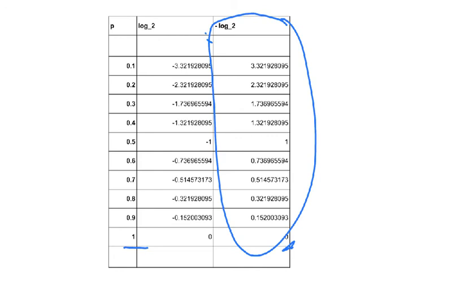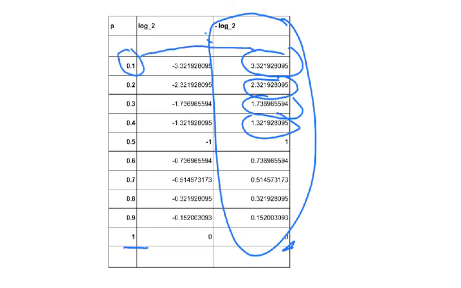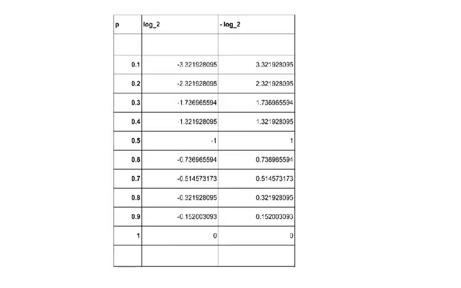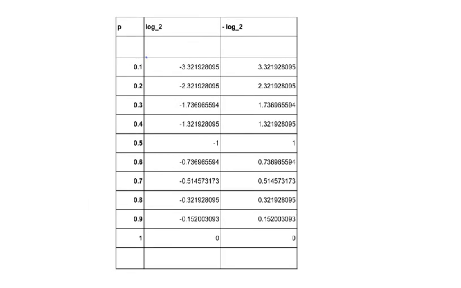But more importantly right now, what is the meaning of all these numbers? What do they represent? For example, if I take 0.1, what is the relation between 0.1 and 3.32? That is something to think about. Let's think again. 0.1, 3.32. And 0.5 corresponds to 1. What is the meaning of this relation?